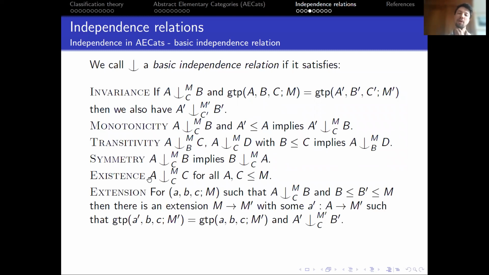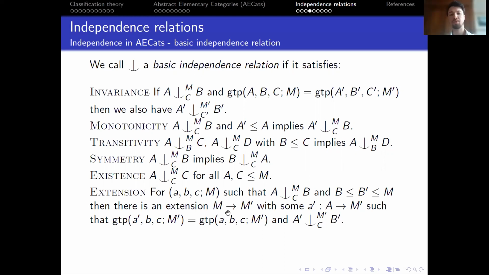And this is the first one that's a bit more complicated, extension. So if I start with a triple ABC arrows into M, and I have A independent from B over C, so these are the subobjects that are represented by these arrows A, B, and C. And I have some B prime extending B, then I can actually find an extension, by which I mean just an arrow from M into a bigger model M prime, and some A prime in that M prime. So you say A prime BC has the same Galois type as ABC, and A prime is actually independent from this B prime. So what this says is that you can extend one side of your independence, but at the cost of finding an isomorphic copy on the other side.